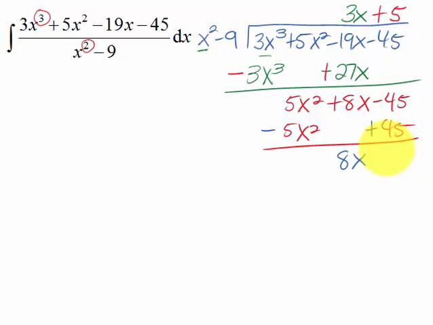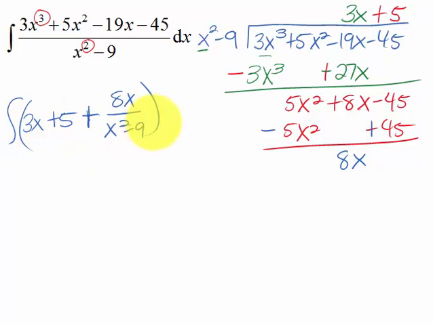So what I've done here is I've broken this down, and it now could be the integral of 3x plus 5 plus this remainder over this divisor. So this is going to be 8x over x squared minus 9 dx. So now that I have done that with the long division, I know I can integrate this, but I need to take this piece and break it down into its partial fractions. I'm going to do that down at the bottom.